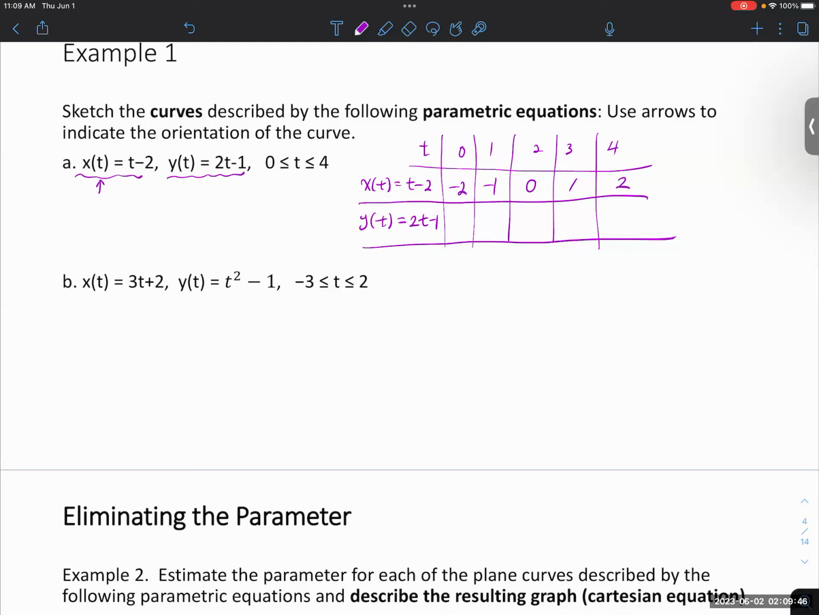If t is 0 in terms of the y function, it is going to be -1. Then it is going to be 1. You plug in 2 times 2, 4 minus 1, 3. And this is 5 and 7. So what does it mean?